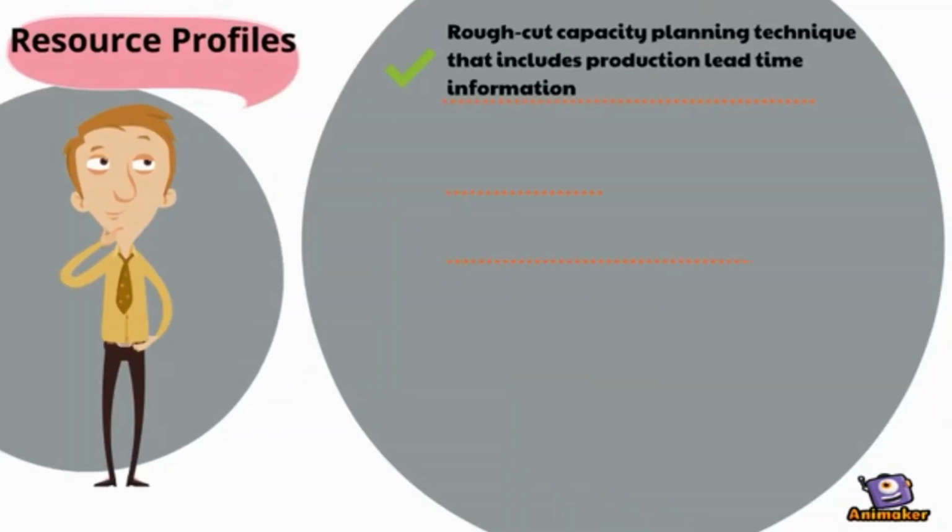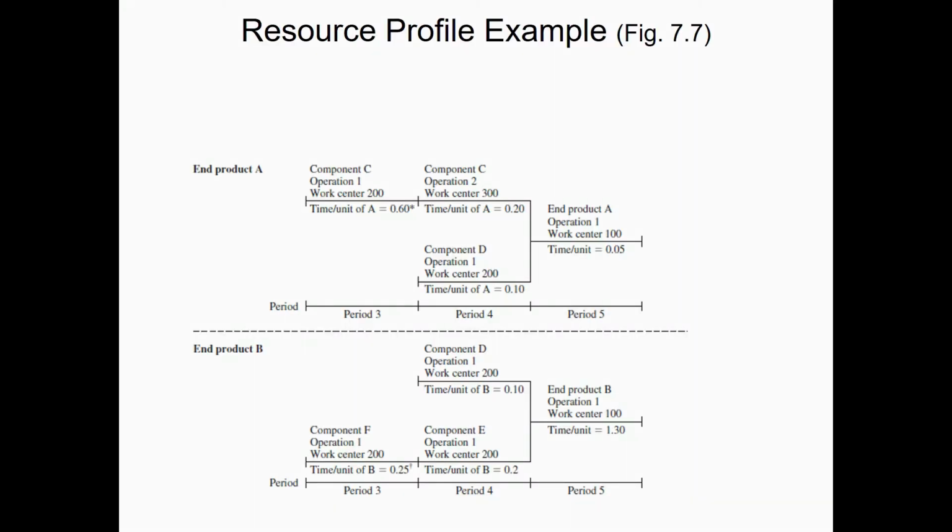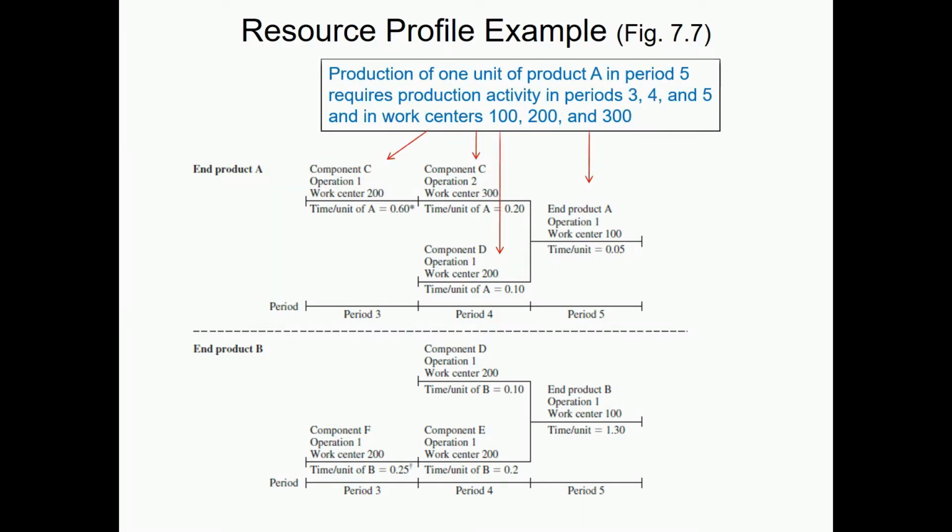Then the other technique is resource profiles, whose other names are bill of resources or product load profile. Production lead time data has to be taken into account to provide time-phased projection of the capacity requirements for individual production facilities. It is a more sophisticated approach, but requires tracking of relatively short time periods. Bill of resources is a listing of the required capacity and key resources needed to manufacture 1 unit of a selected, typical item or family. The resource requirements are further defined by a lead time offset so as to predict the impact of the item or family scheduled on the load of the key resource by time period.